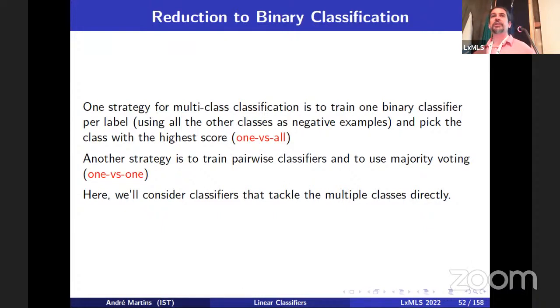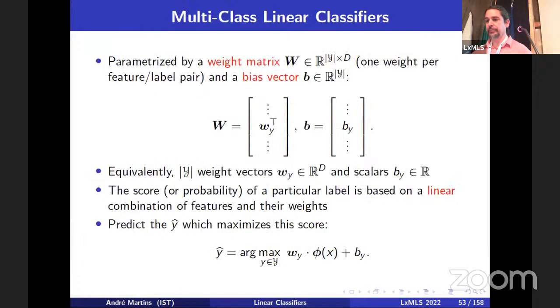There are also other strategies that involve voting, for example, one versus one. If you train a binary classifier to distinguish each label from every other label, and then you do voting, then you can check which of the labels has the most votes. But here in this class, we are going to consider classifiers that are actually tackling these multiple classes directly by designing suitable loss functions for them.